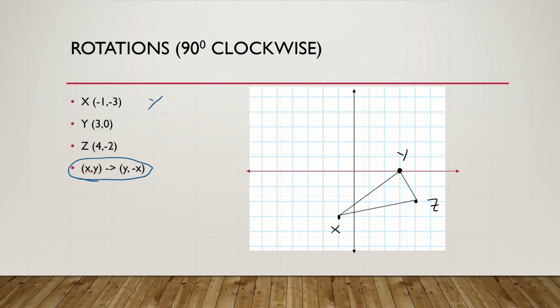So actually what we're going to do is we're going to write down the coordinate points of the new triangle X prime, Y prime, Z prime, and then we're going to be plotting them. So let's follow this map. For each x, y point, you write the original y first.